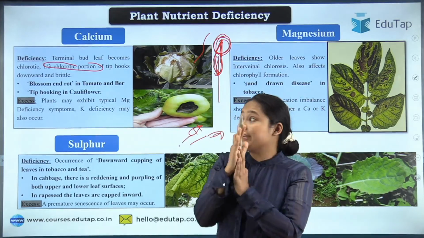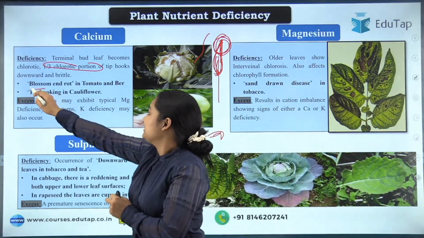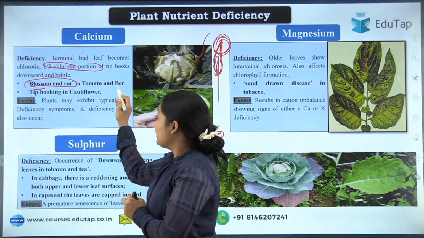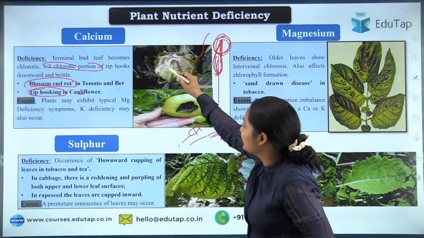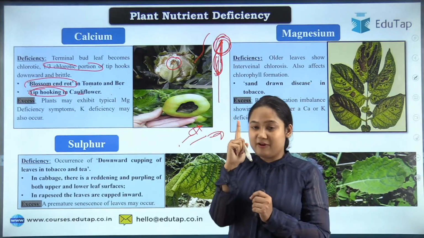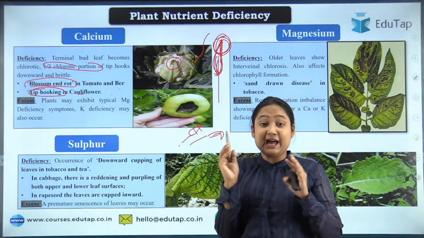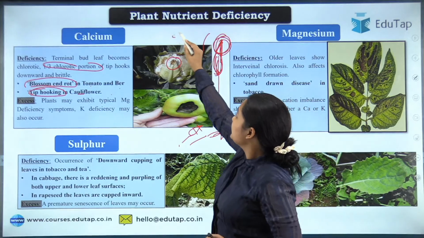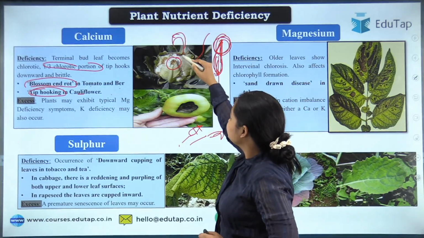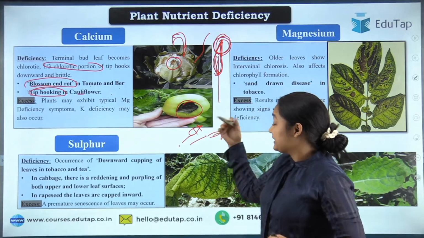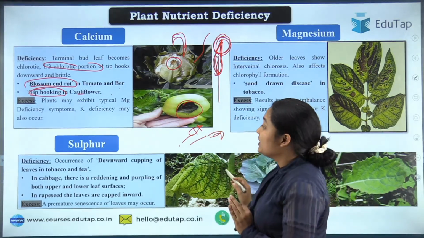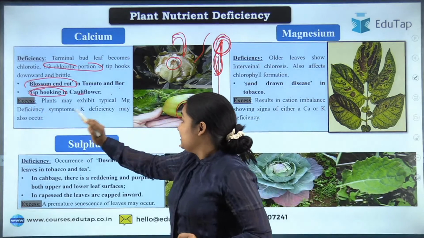Then, important thing again, it will cause blossom end rot in tomato and bay, and tip hooking in the cauliflower. So in these two, you can see tip hooking is happening. The end leaf of the cauliflower is turning in and looking like hooks. This kind of structure is forming. Then the bud is getting affected in tomato and bay. Then what will happen? They are in excess.